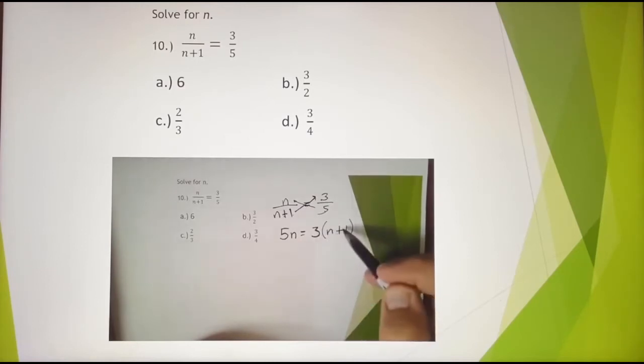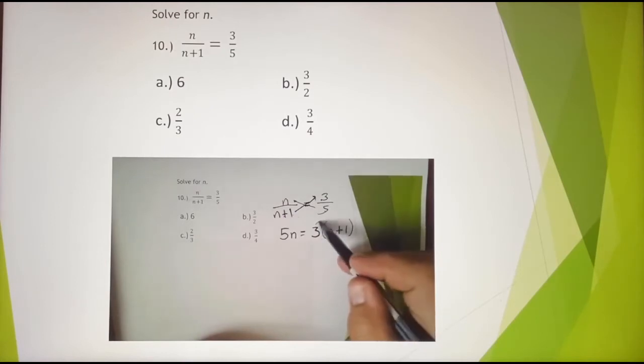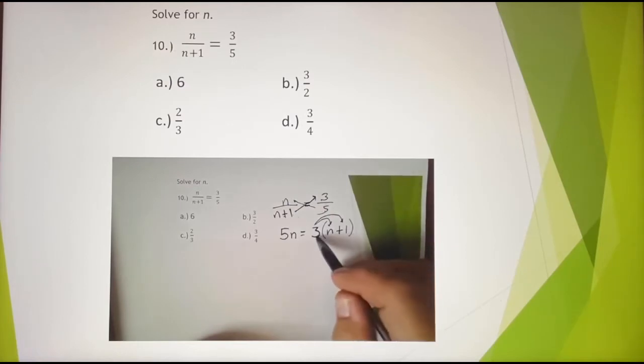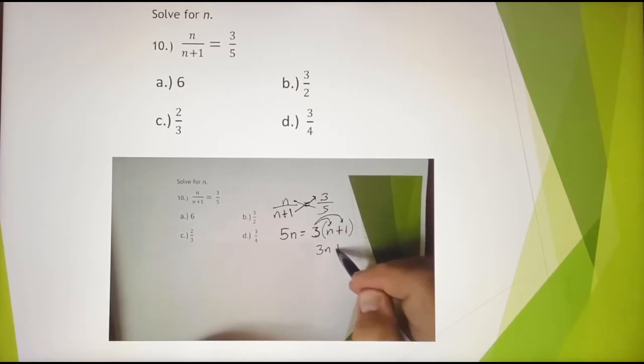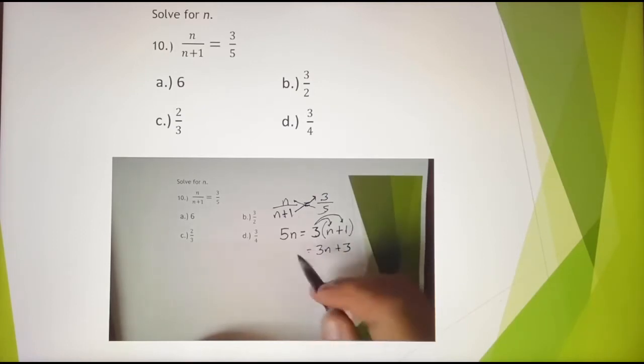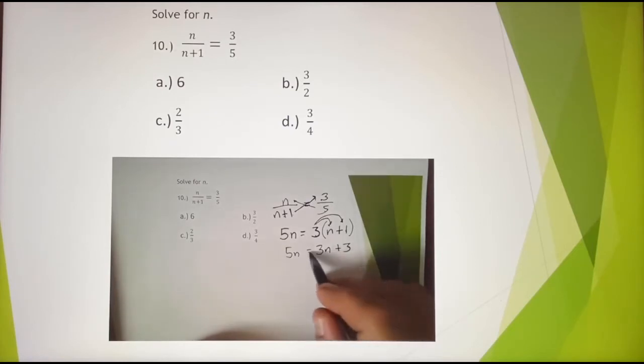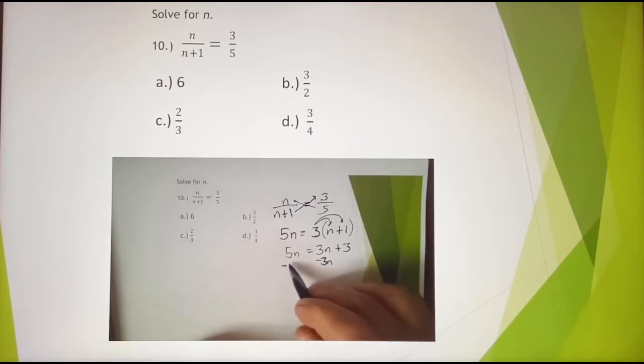Since I've got parentheses here, there's nothing I can do inside it because I don't know what n is, but I can distribute the 3. That means I'm going to multiply it by each of those terms. That's a binomial. So 3 times n is 3n, and 3 times 1 is positive 3. So I get 5n is equal to 3n plus 3. I want to get the n's together, so I can move this 3n this way or the 5n this way. I'm going to move it this way so I wind up with a positive n. So I'm going to subtract 3n from both sides.